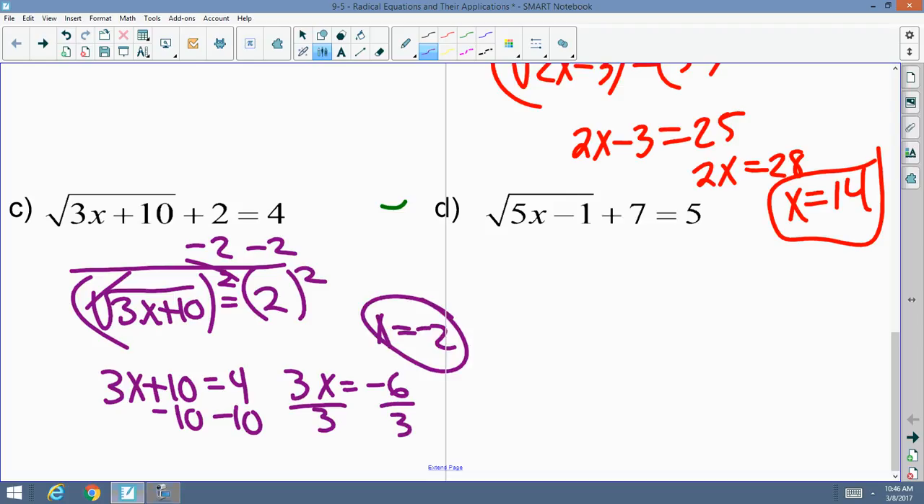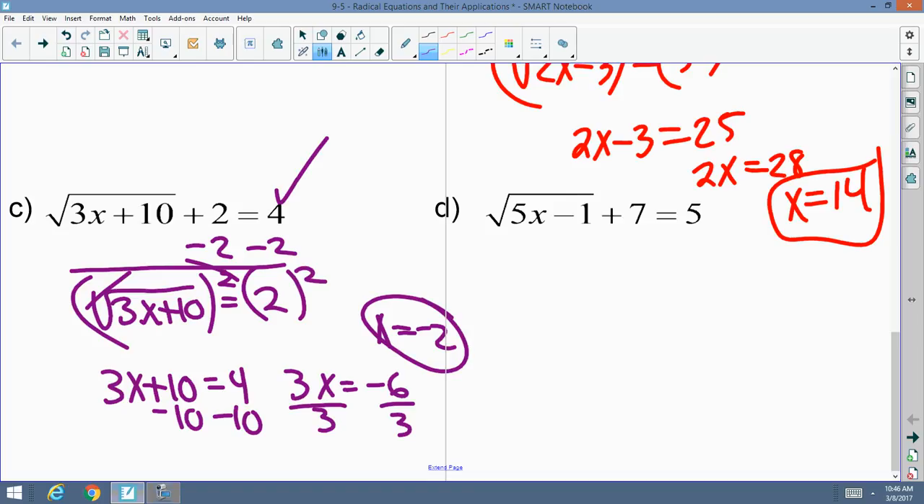We got to check it, though. 3 times negative 2 is negative 6. Negative 6 plus 10 is 4. Square root of 4 is 2, plus 2 works. Does that make sense, guys? Promise? Okay, now, this one is a great one, and I want you to really pay attention.